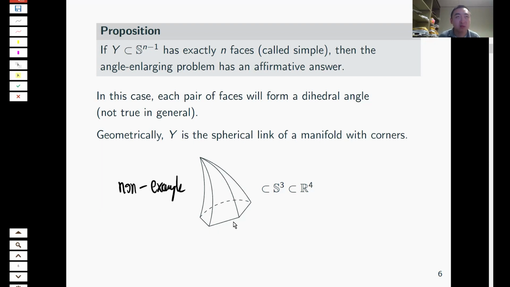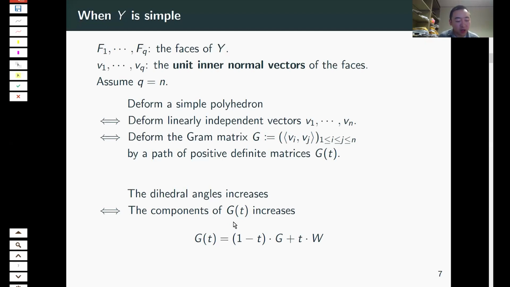But for the simple case, actually, the answer is yes. So this simple case really inspired us to talk about the algebraic version. So let me talk about how to show the simple case.